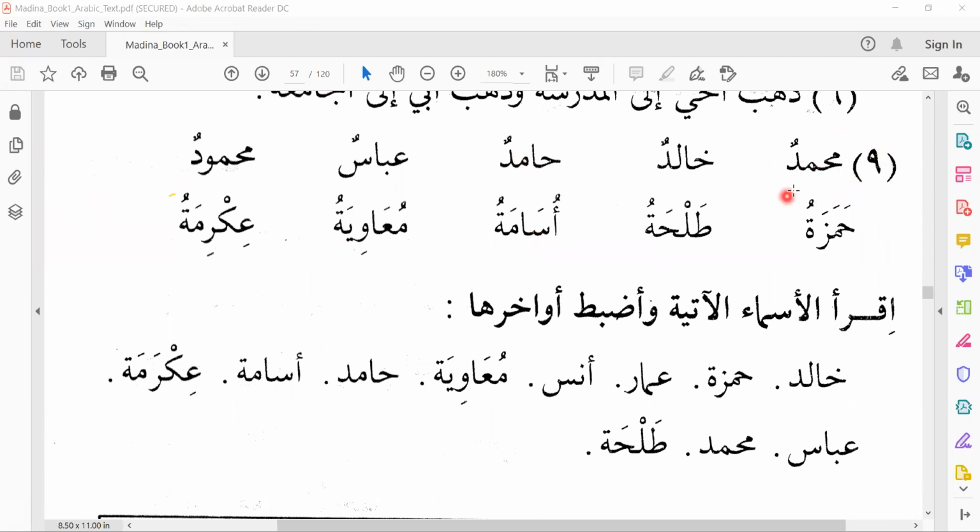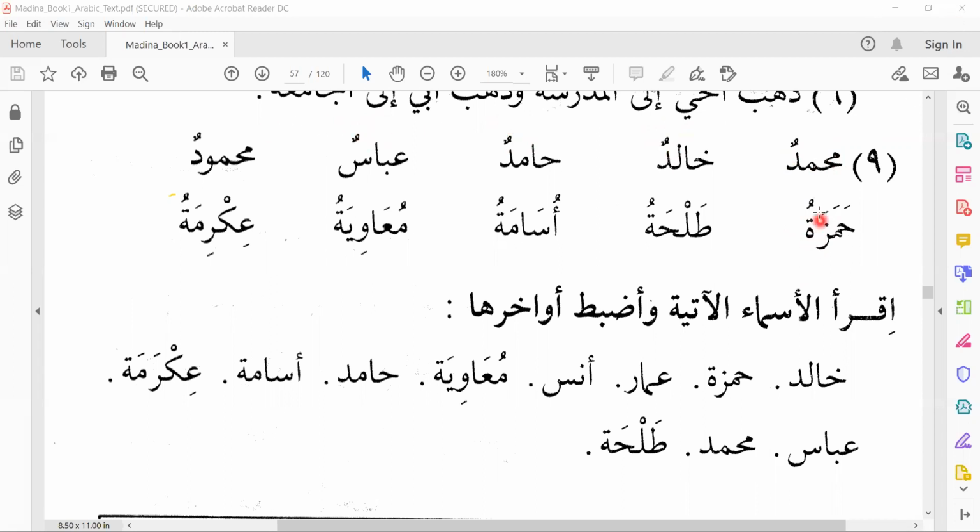Okay. This exercise is to practice those masculine names that end with ta marbuta, which will not take tanween. Normally, masculine proper names will usually take tanween, but these names are an exception. With the exception, those names will have a ta at the ending. We should not give tanween to that. Muhammadun, Khalidun, Hamidun, Abbasun, Mahmudun.